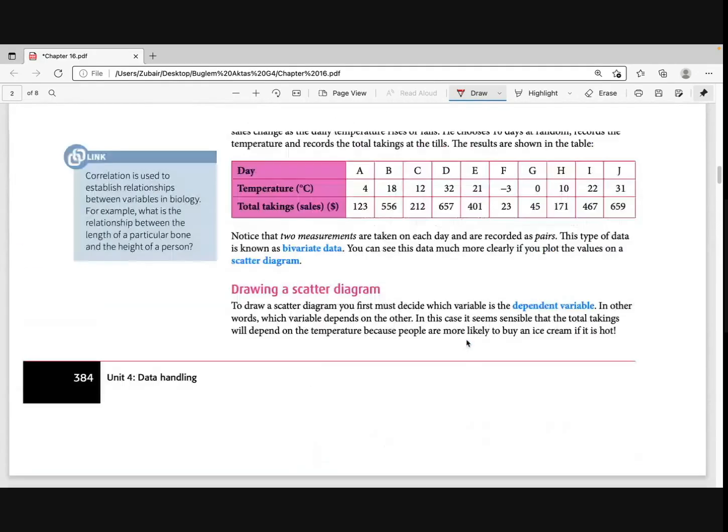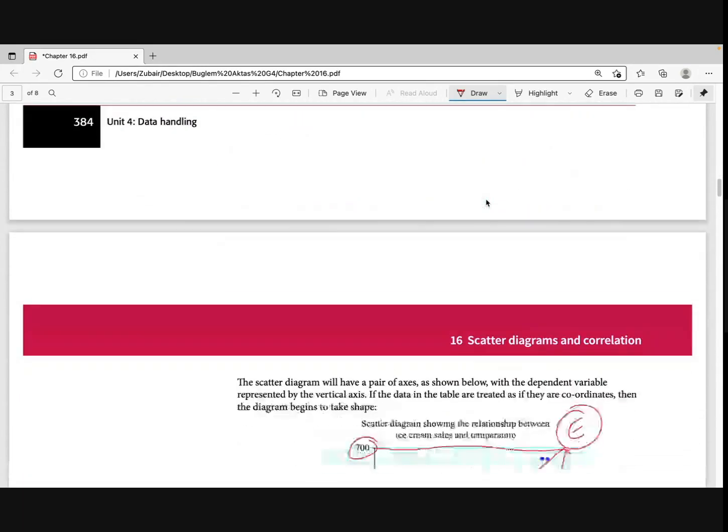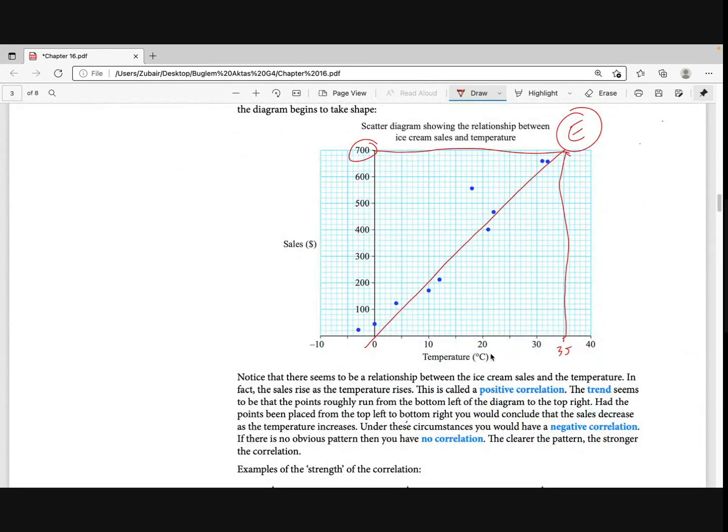For example, let me come over here. At temperature 21, this is 401. Do you expect that at some other day when the temperature is 21, this would be the same or different? It might be the same, might not be the same.